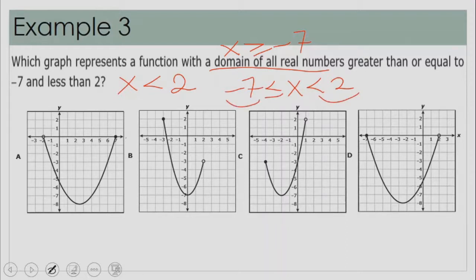So this is closed on, this is not it, so it can never be A. It can never be B because the domain of B goes from 3 to 2, so that's not B. This goes from -4 to 1, it can never be C. So you can see that this one is closed on -7 and open on 2. So the answer in this case is D.